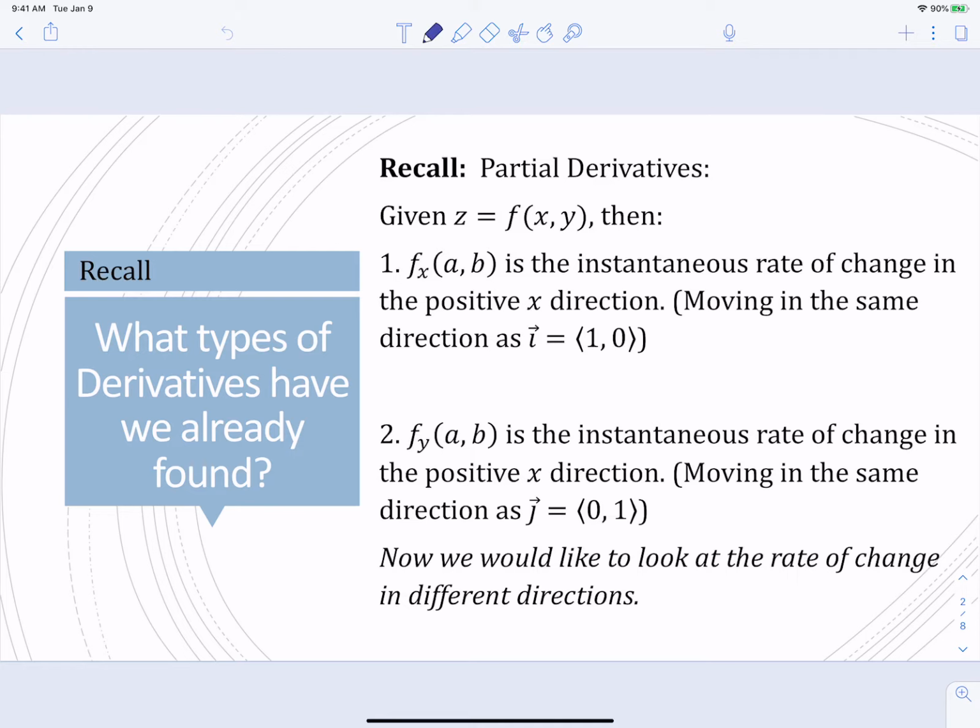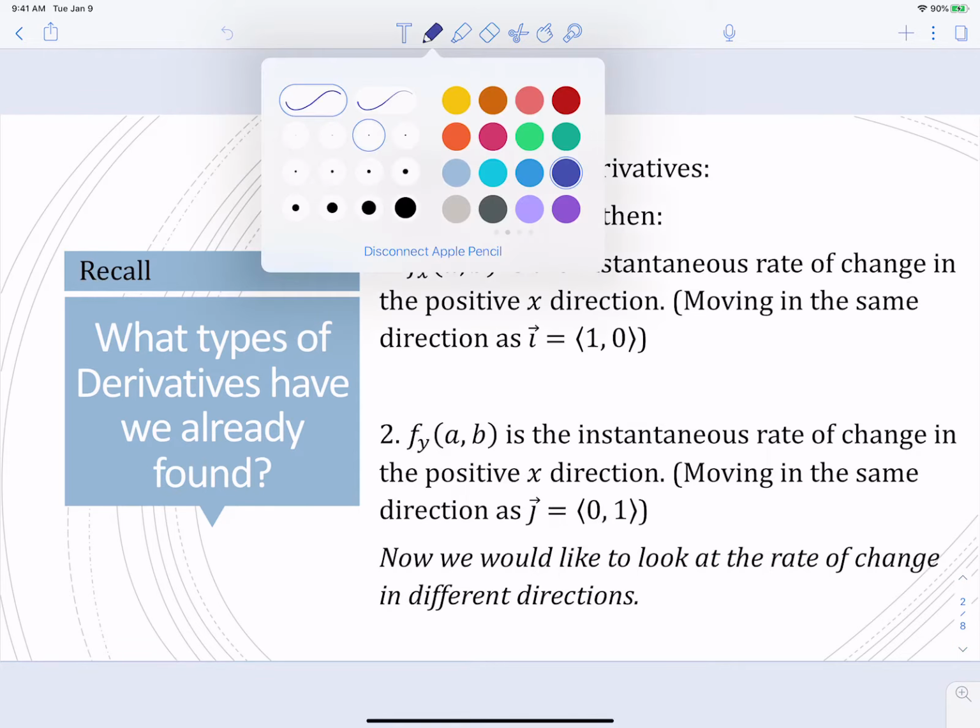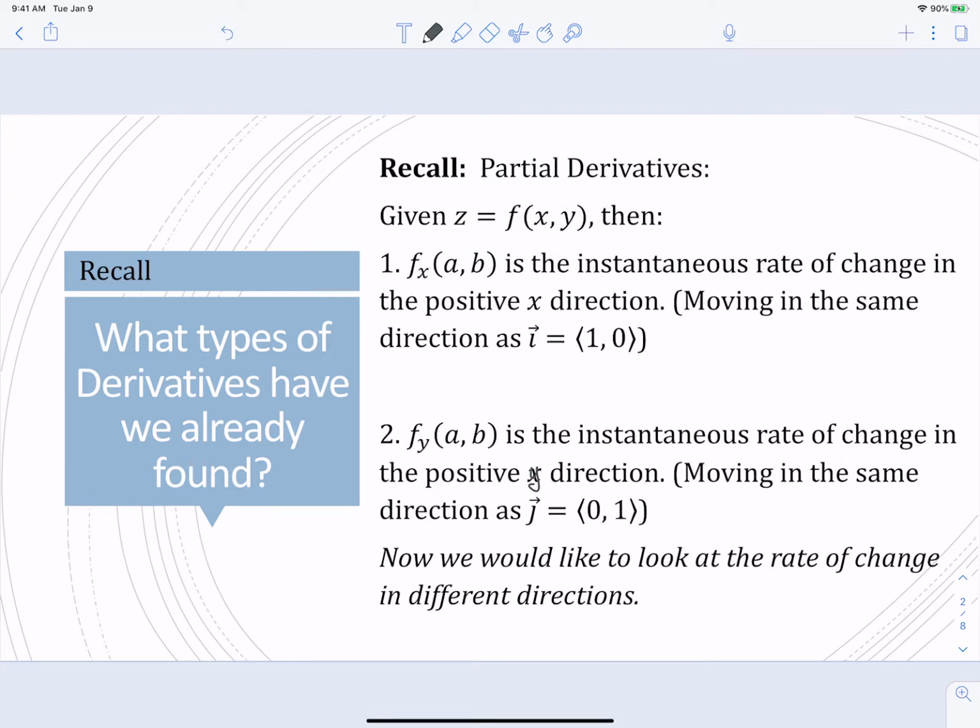To start off, let's do a quick review of what we've already done with derivatives here in 3 dimensions. We've looked at partial derivatives, and those partial derivatives tell us the rate of change in either the x direction or the y direction. We have our standard cut and paste error here. Let me get a different color to write that we're talking about the y direction for our partial derivative with respect to y.